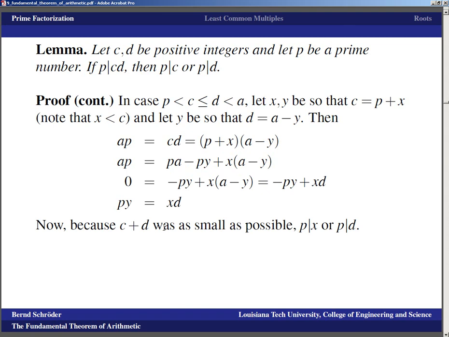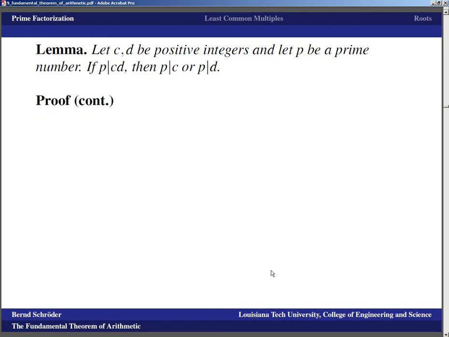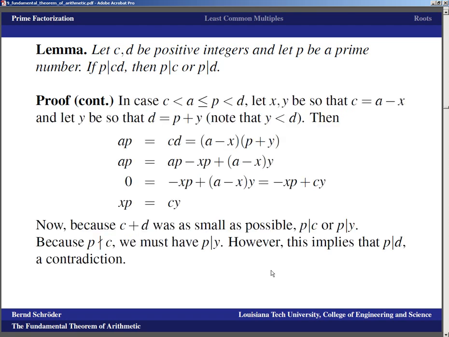And because c plus d was as small as possible, and remember x was smaller than c, right? So x plus d is smaller than c plus d. So that means, because c plus d was the smallest possible size for the sum of a counterexample, that p divides x or p divides d. Well, because p doesn't divide d, we must have that p divides x. But p divides x means that p divides c, because if p divides x and p, then p divides c. And that's a contradiction. And the other cases now work exactly like the argument we had before.